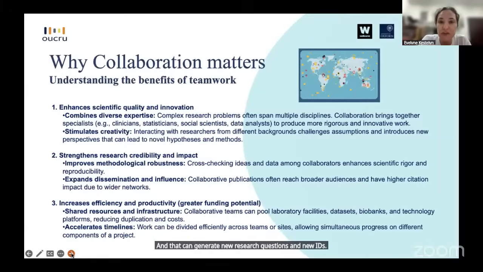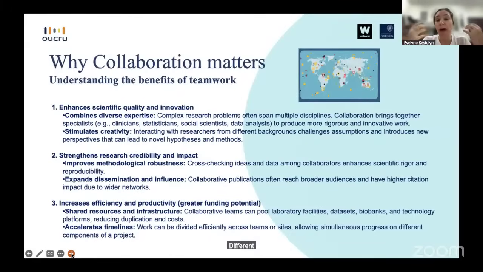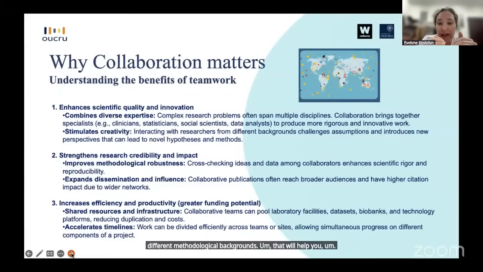But it also strengthens research credibility and impact. If you have a group of people or a group of collaborators that are looking at each other's methodology that maybe have different methodological backgrounds, that will help you by cross-checking your ideas, cross-checking your data, and that can help with enhancing your scientific rigor.